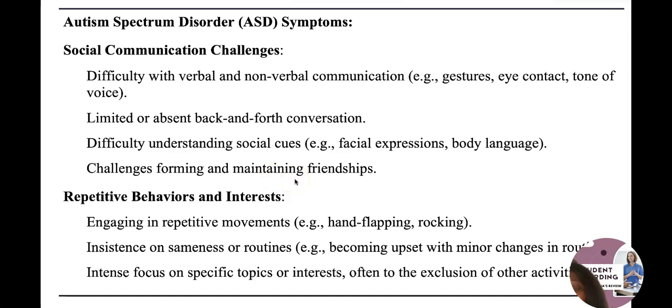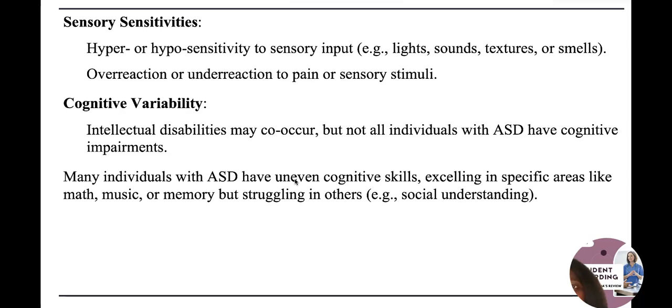And then we have the repetitive behaviors and interests. Just get stuck on one thing, like hand flapping and rocking, becoming upset with minor changes in routine, intense focus on specific topics or interests, often to the exclusion of other activities. Sensory sensitivities: hyper or hyposensitivity to sensory input, light, sounds, textures, or smells are very, very common for these folks. Overreaction and underreaction to pain or sensory stimuli. Cognitive variability: intellectual disabilities may occur, but not all individuals with ASD have cognitive impairment.